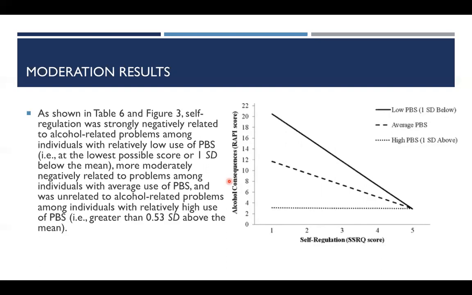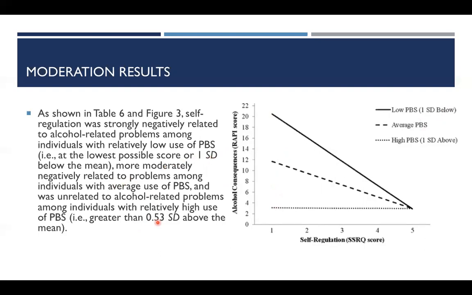So here you can see they chose 3 points at which to look at protective behavioral strategies, which was their moderator here. They had one standard deviation below the mean, at the mean, and then 0.53 standard deviations above the mean. So now we're quite clear why they chose those particular numbers, but they're probably trying to stay within a good range of the data and some realistic scores here.